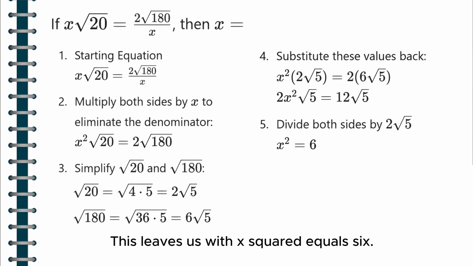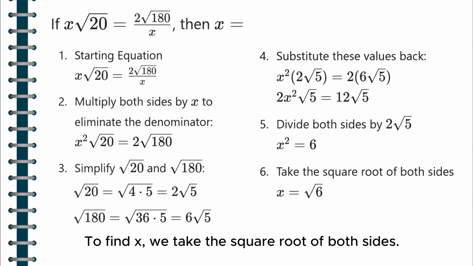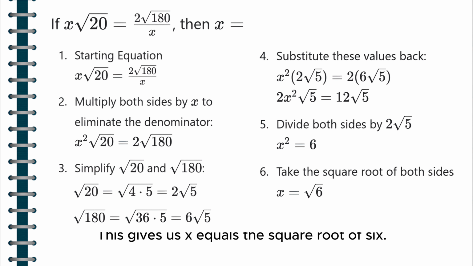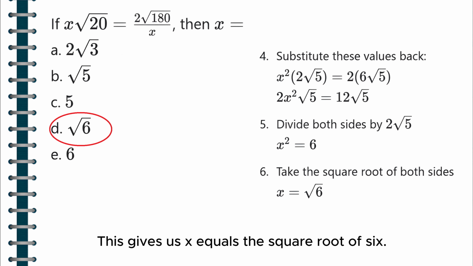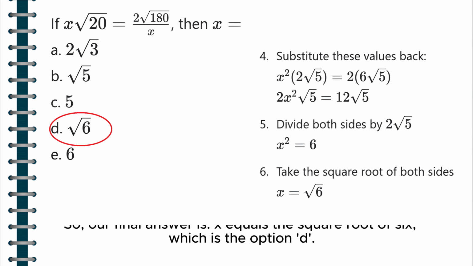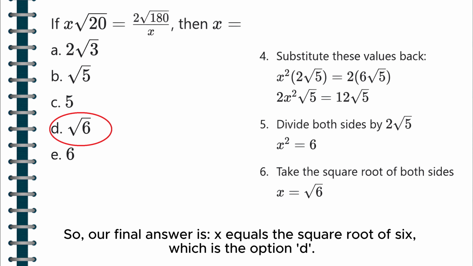This leaves us with x squared equals 6. To find x, we take the square root of both sides. This gives us x equals the square root of 6. So, our final answer is x equals the square root of 6, which is option D.